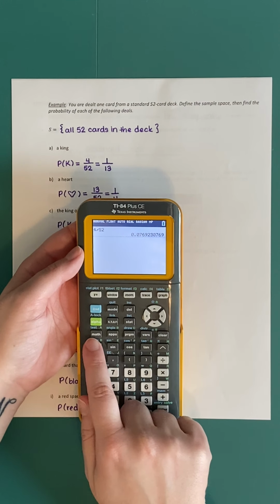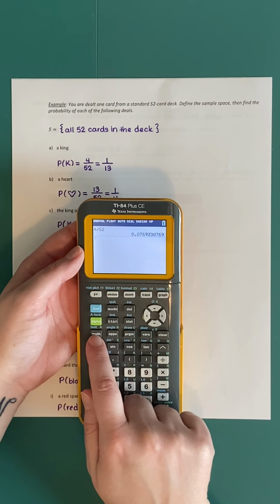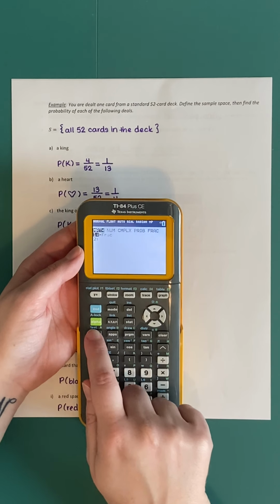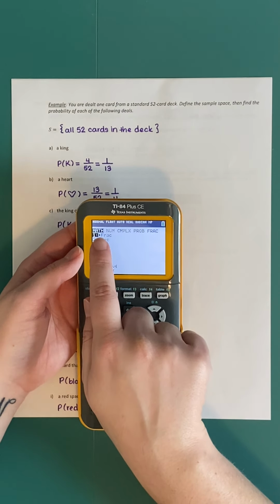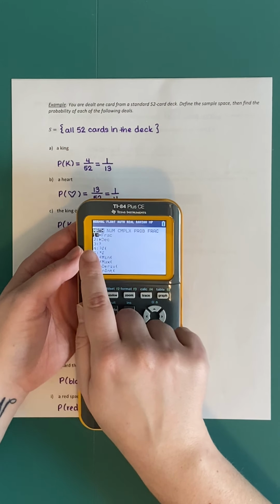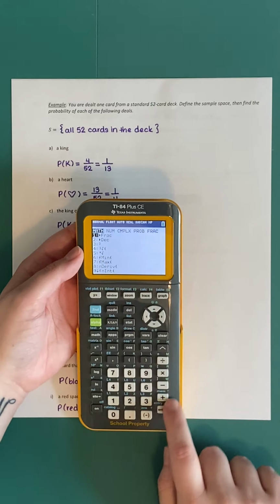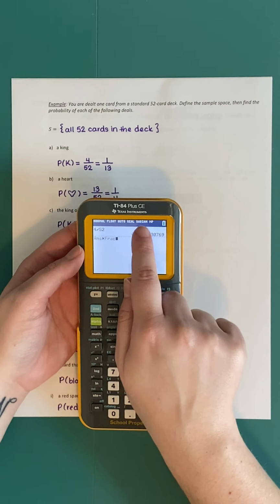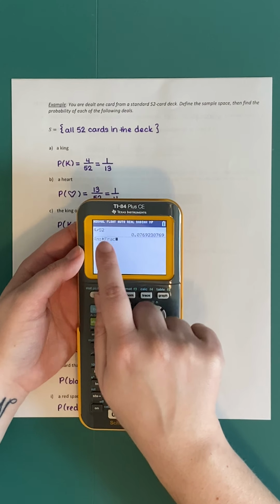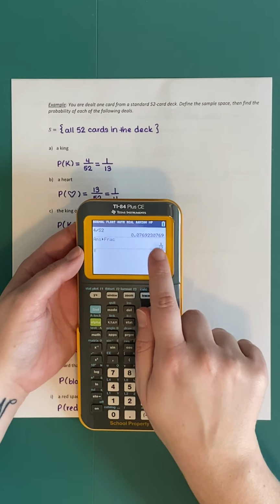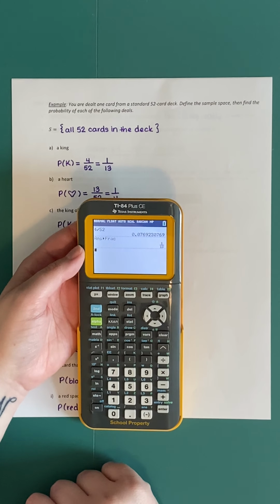I'm going to go to the math menu, which is the same menu I use when I want to do a permutation or a combination. So I'm going to hit the math button. The very first option says arrow frac, which means convert to a fraction. So I'm going to highlight that and click enter. This is now saying take the answer from the previous line and convert it to a fraction. I'm going to hit enter again, and notice it converts it to 1 over 13.